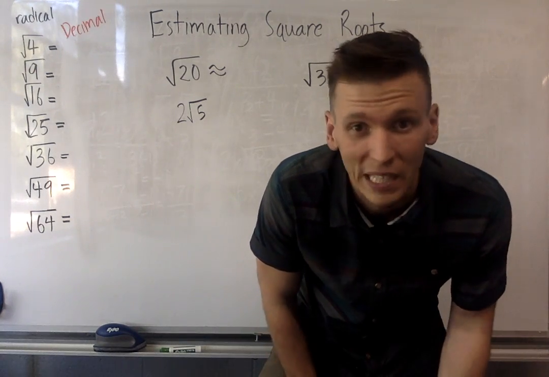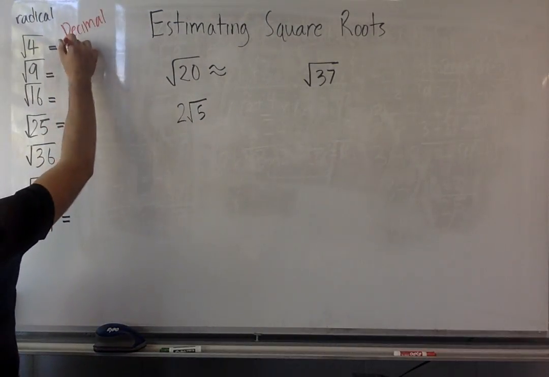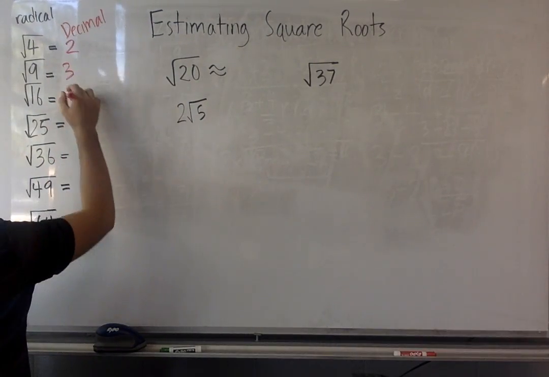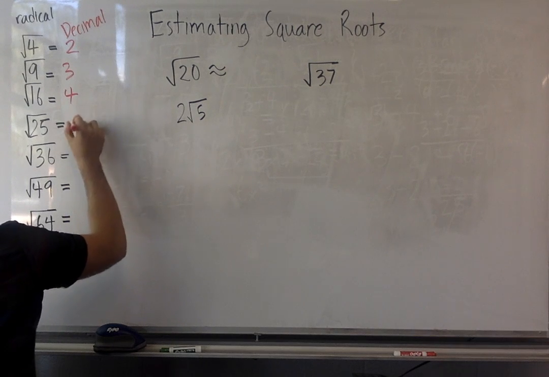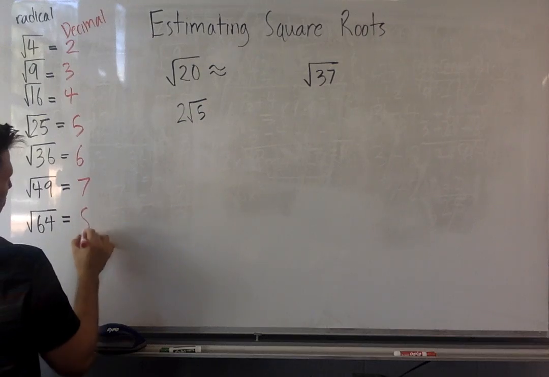and it's pretty intuitive and pretty straightforward, and it might even feel easy for you, but it's not. You're just good at this. So, the square root of 4, we already know that that's a perfect 2. Square root of 9 is a perfect 3. Square root of 16 is 4. Square root of 25 is 5. Square root of 36 is 6. Square root of 49 is 7. And square root of 64 is 8.